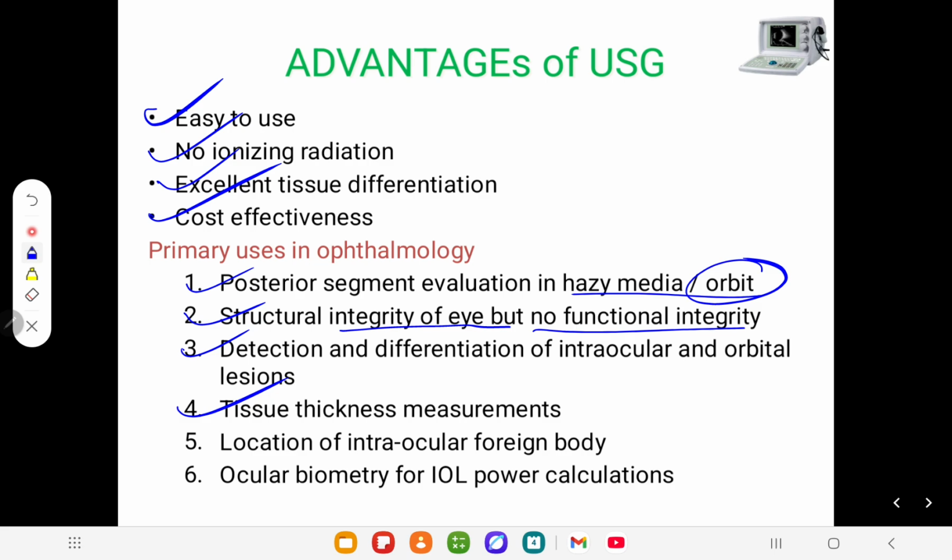And tissue thickness measurement, isn't it? Sometimes from a scan we can even measure the thickness of the extraocular muscles too. Also the location of an intraocular foreign body, which is very useful. Ocular biometry: A scan is very much used in ocular biometry, especially in cases where the media is opaque, where the cataract is dense. Then we don't have the opportunity to measure the axial length with light, basically infrared techniques.